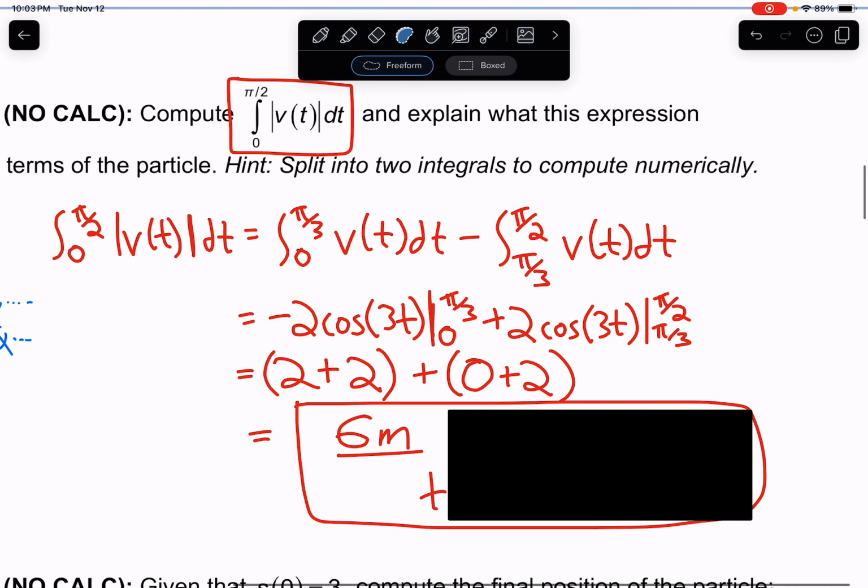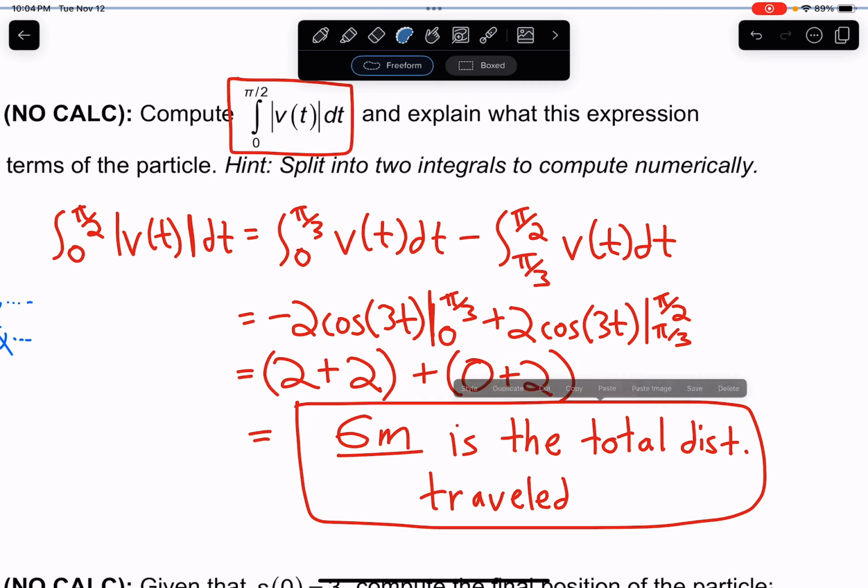If I am taking wherever the velocity was negative and I'm taking its absolute value, I know that I'm going to get positive from that. And so even though the particle was moving backwards on the interval from pi over 3 to pi over 2, I'm still ending up adding its distance on to wherever the particle was moving forward, right? And so this gives us total distance traveled.